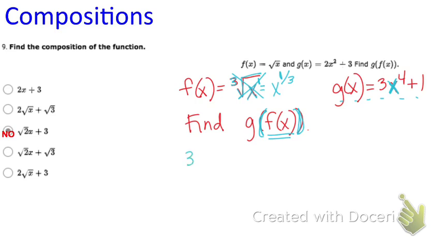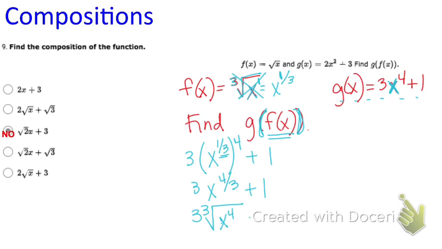So I have 3, and then x to the 1/3 to the 4th power plus 1. And then you can start simplifying. So remember, if you have a number with an exponent raised to a power, you just multiply, and there you go. And then it looks like for this one, they're changing it back to radical form. So the number on the top goes inside, the number on the bottom goes outside. And so that would be your answer.